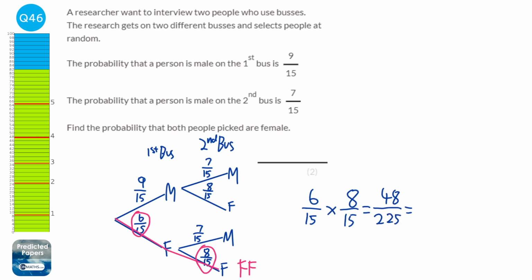Now you can actually cancel that down. So what you can do is divide top and bottom by 4. And that will give you 16. Is it 4? No. You can divide top and bottom by 3. And that would be 16/75. So either 48/225 or 16/75.